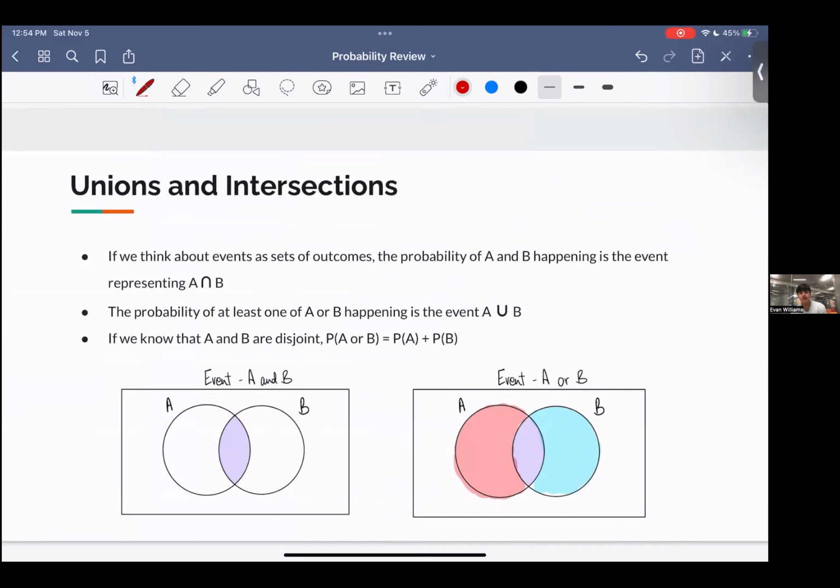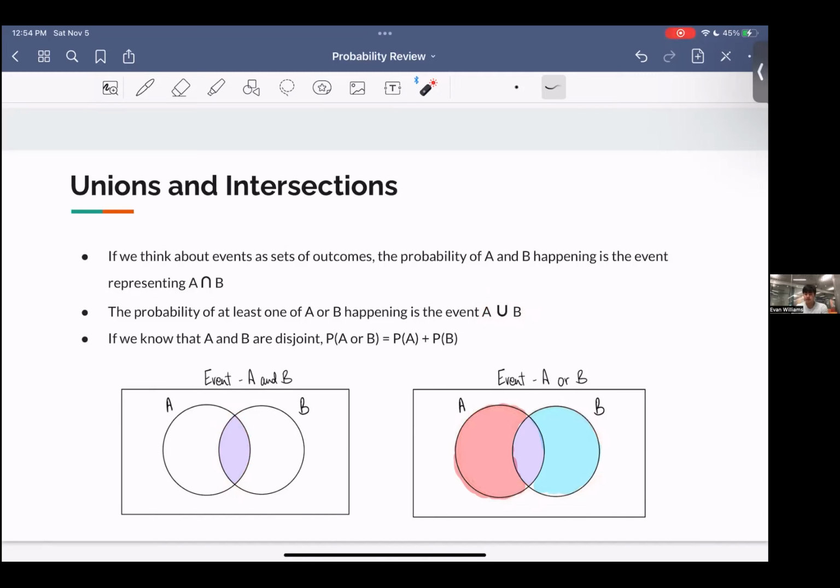When we're thinking of events as sets of outcomes, the probability that A and B happen, or that 2 distinct events both happen, can be denoted as the intersection of 2 sets. Pictorially, we see that the probability of A and B is represented as the intersection of these sets. And the probability that at least one of 2 events happens, either A or B, is the union of 2 sets. We can just draw that here.